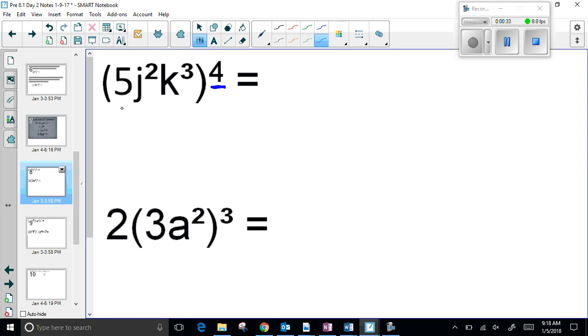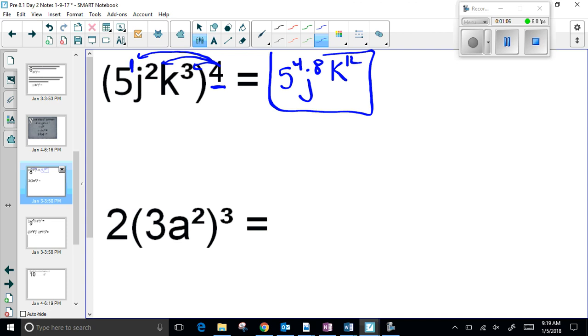So for this monomial that's getting raised to the fourth power, what I want you to remember is 5 has an exponent. It's the exponent of 1. And so we multiply each exponent, even that 1, times 4. So my new monomial is going to be 5 to the 4th, j to the 8th, and k to the 12th. Now, if you wanted to multiply 5 times 5 times 5 times 5, that wouldn't be a terrible number to deal with, but we can just leave it in this form right now.